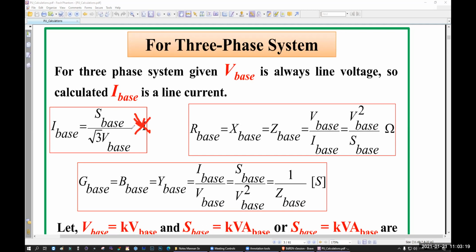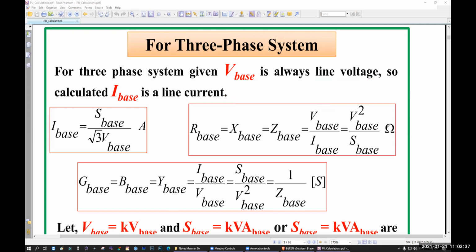You know what is happening here, right? Yes, sir. R base is equal to X base is equal to Z base is equal to V base divided by I base, which is V squared divided by S base. Why? Because again, this is line, this is also line. So you can actually use both of them.